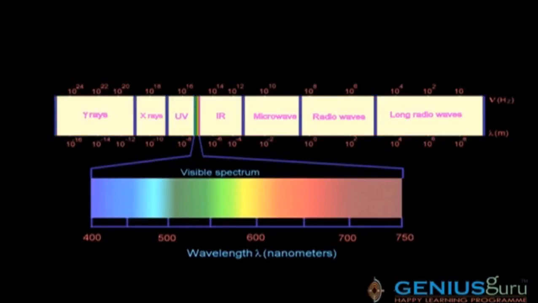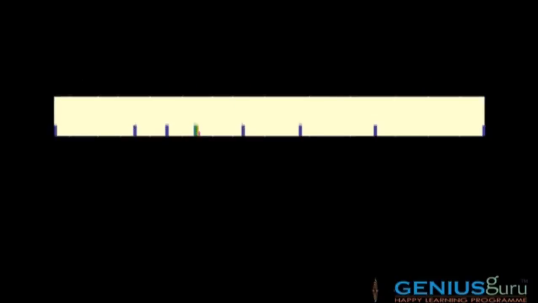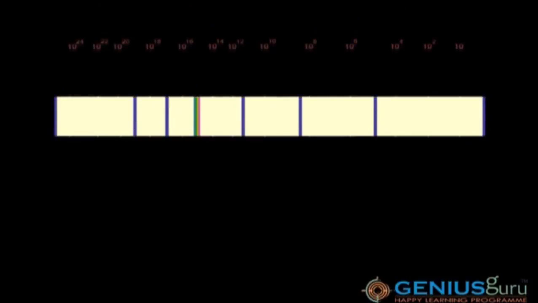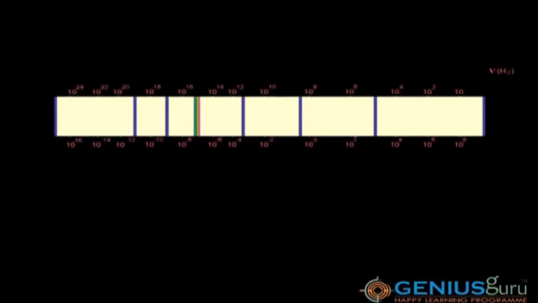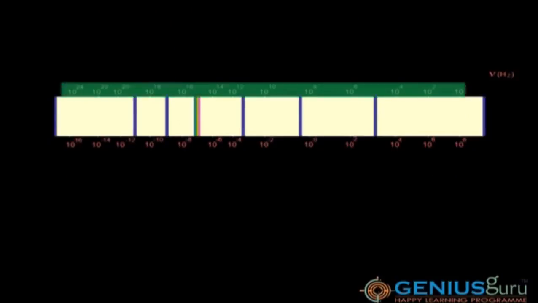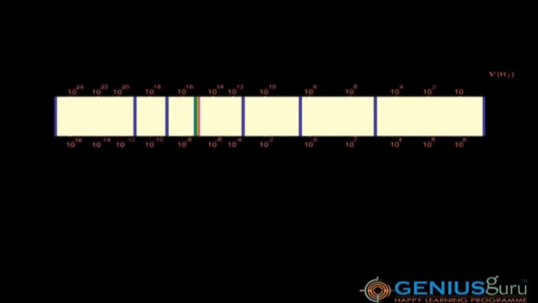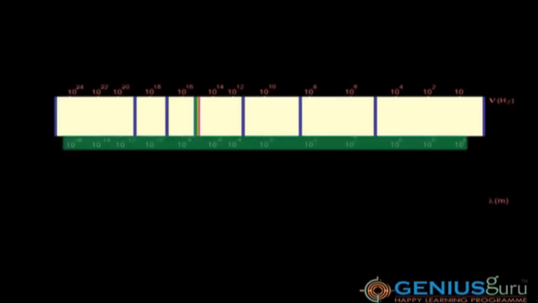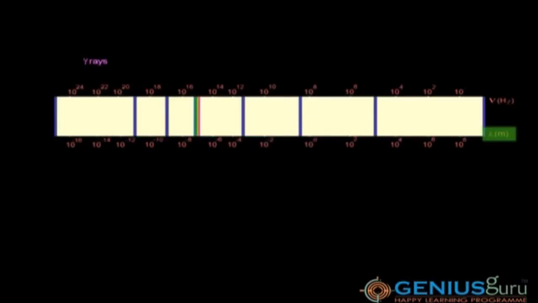Now let us see what the different types of electromagnetic radiations are. Here is the spectrum of electromagnetic radiation. The top one represents the frequency, expressed in hertz, and the bottom one represents the wavelength, expressed in meters. First of all, let us see the gamma rays. In this electromagnetic radiation, gamma rays have the highest energy. So look at this.